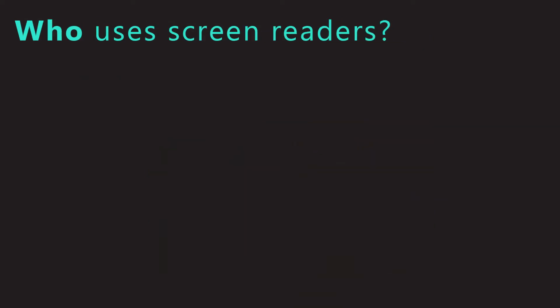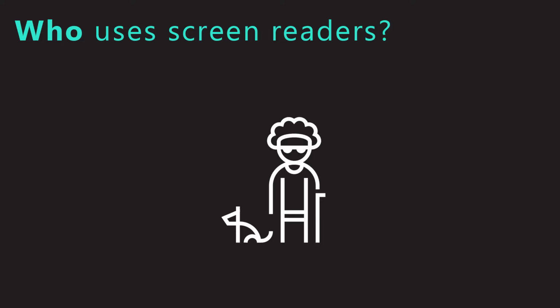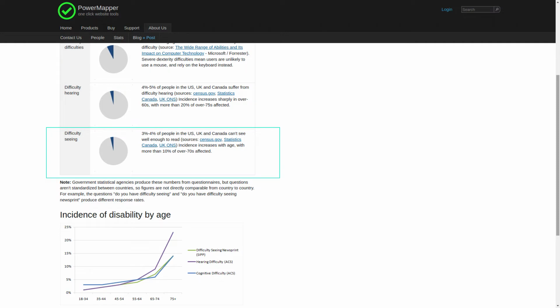A screen reader is a technology that helps people who have difficulty seeing to access and interact with digital content, like websites or applications, via audio or touch. The main users of screen readers are people who are blind or have very limited vision, which according to PowerMapper, make up to 4% of the population.